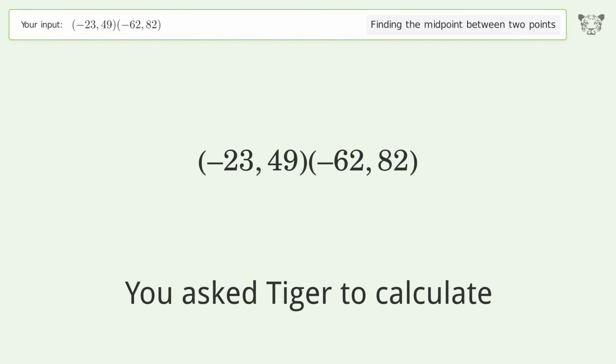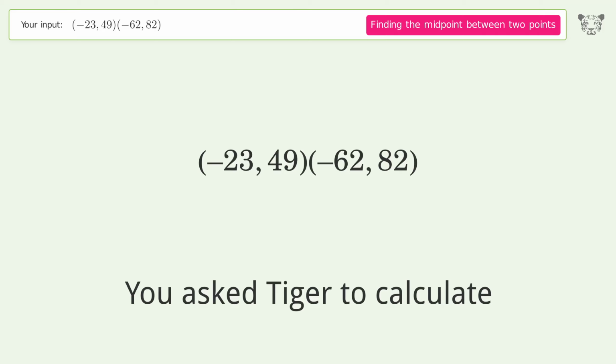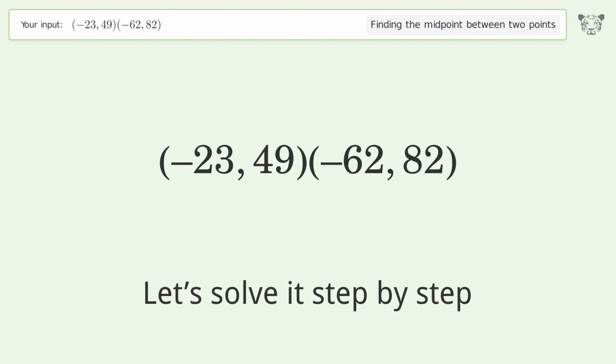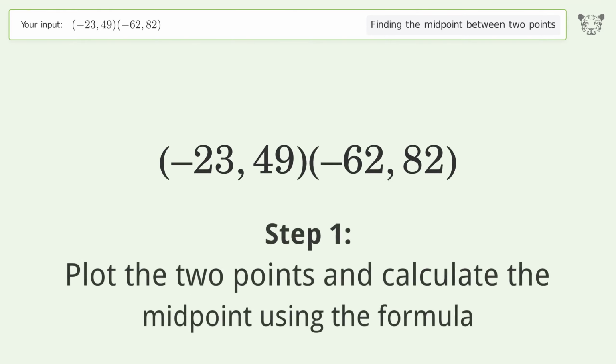You ask Tiger to calculate. This deals with finding the midpoint between 2 points. The midpoint between the 2 points is negative 42.5, 65.5. Let's solve it step by step. Plot the 2 points and calculate the midpoint using the formula.